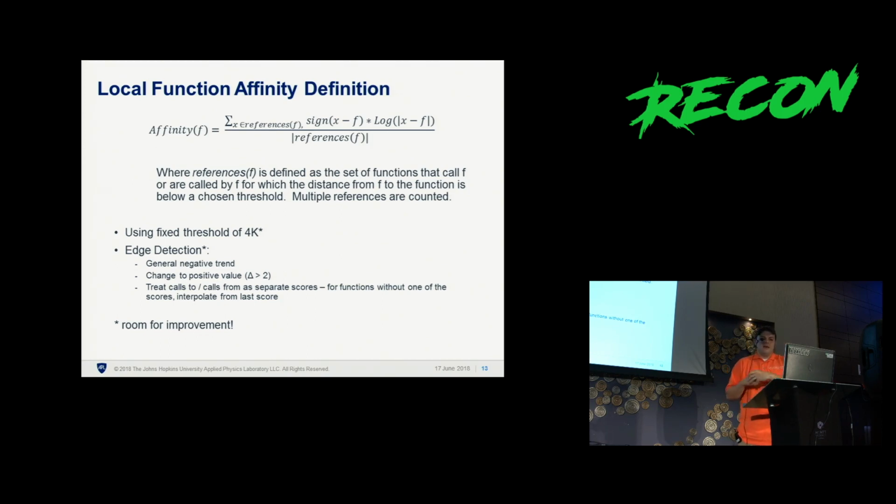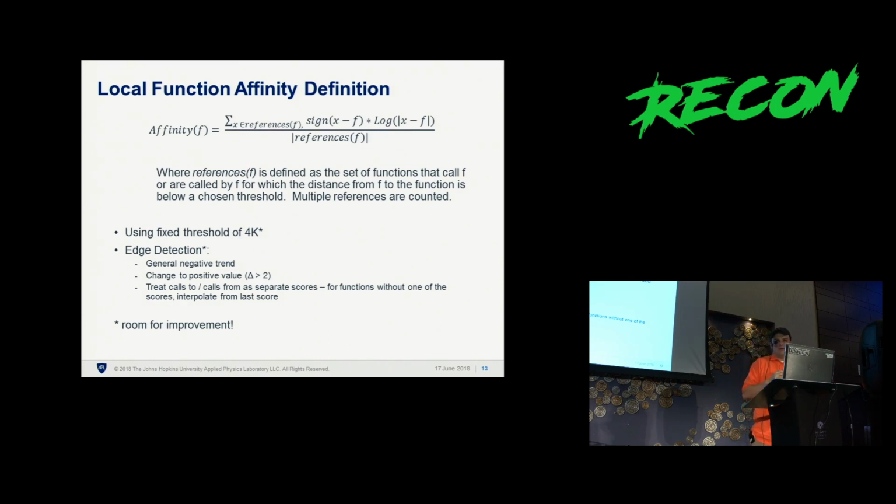What this is saying is, I'm looking at all of the references to the function, both the outgoing references, the functions that it calls, and the functions that call it. I'm taking the distance between the functions, taking the log of the distance, and multiplying by the sign. That's where I get the positive or negative. Then I add those up and divide by the total, so I'm getting an average of the log of the distances.